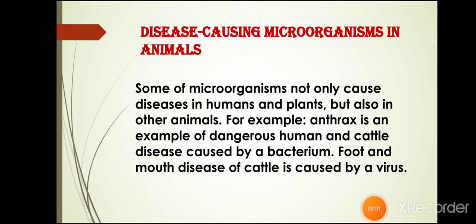Our next topic is disease causing microorganisms in animals. Microorganisms not only cause diseases in human beings and in plants, but they also cause diseases in animals. For example, anthrax is a dangerous disease which occurs in humans as well as in cattle, and this anthrax disease is caused by a bacterium.